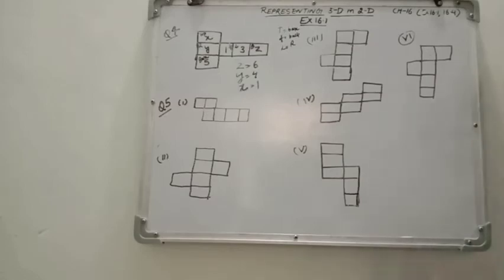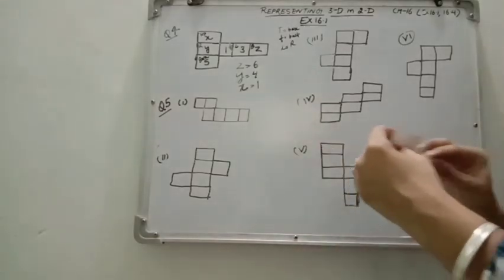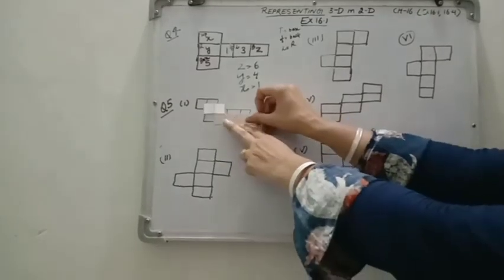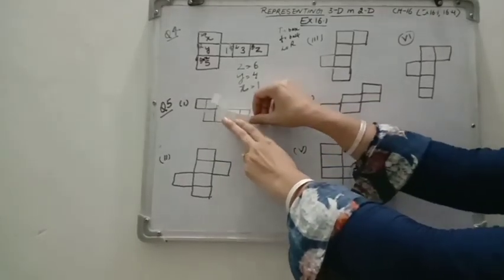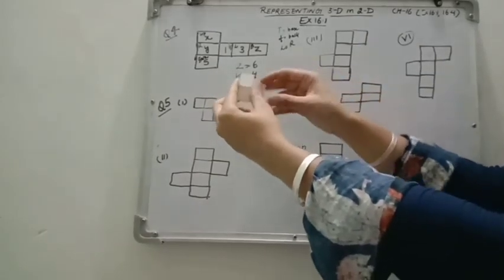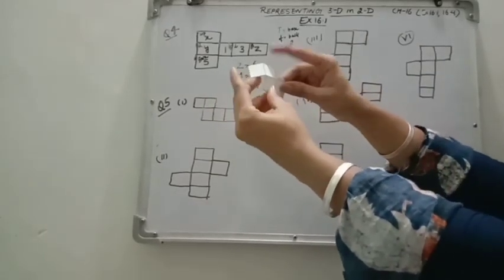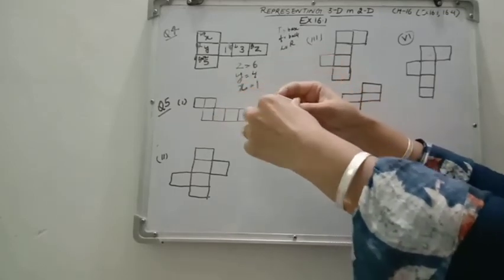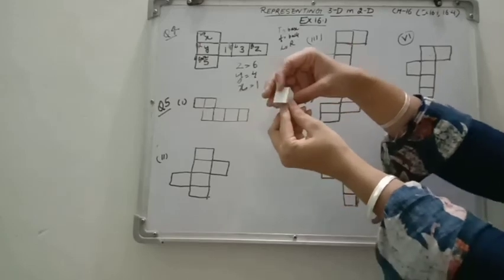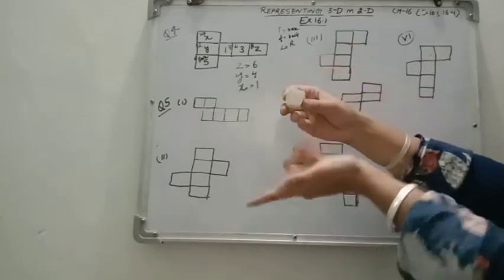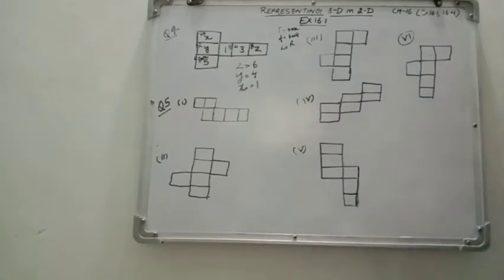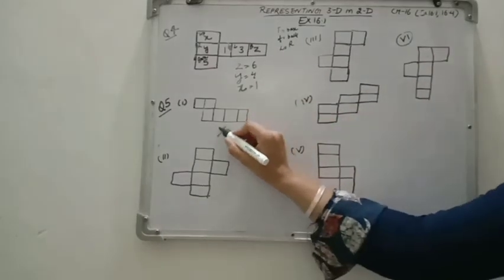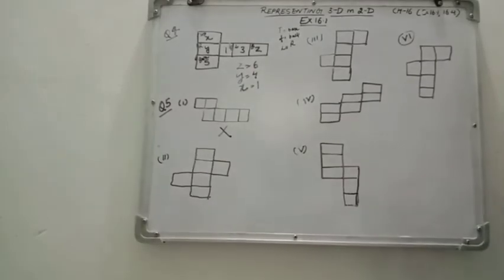Question number 5. This type of net is given to you. They said find whether it is a cube or not. So here I drew one on paper, the same. Okay. Now fold it. This becomes top, left, right, back, and this one is extra. Nothing is there. So it is not a cube. So its answer is cross. It's not a cube. Clear?